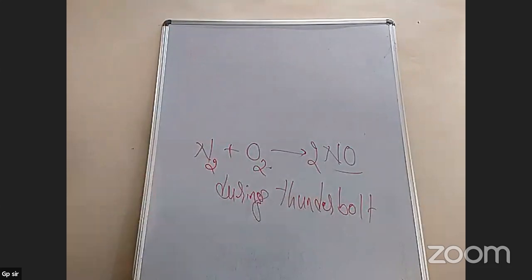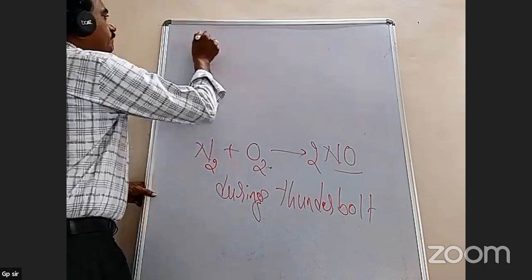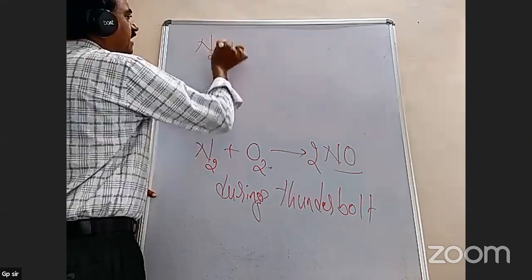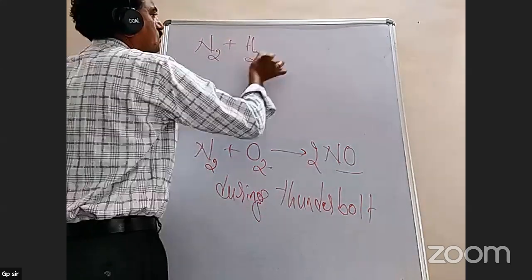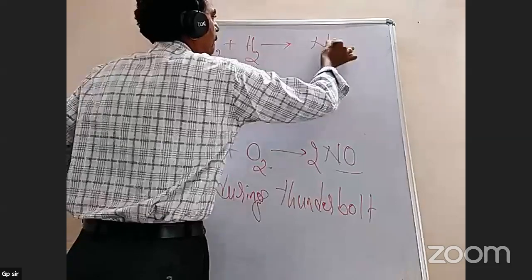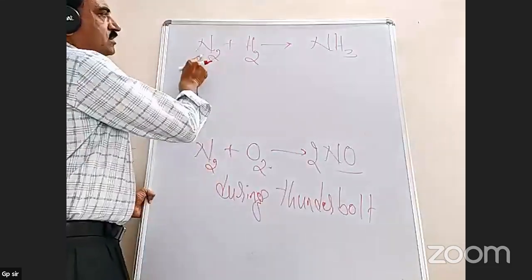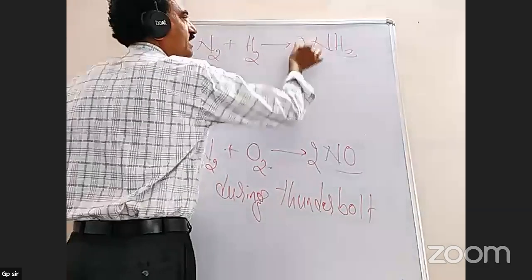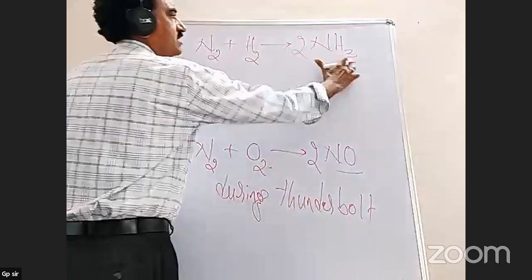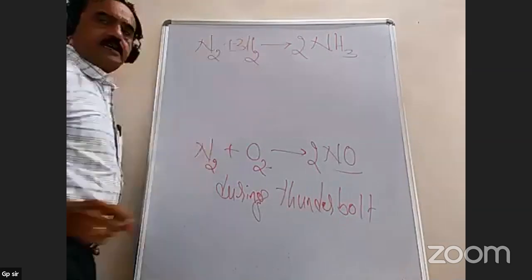Right? And now reaction with hydrogen. Nitrogen and hydrogen react to form ammonia. And in order to balance N2, so 2 NH3 I take, as there are 6 hydrogen, 3 H2 I take.